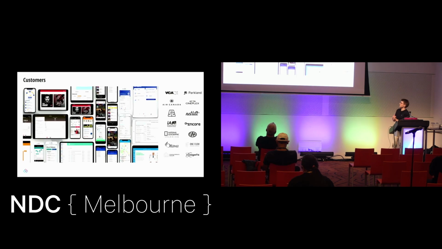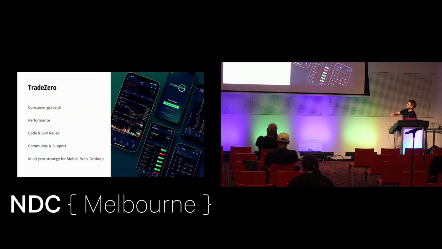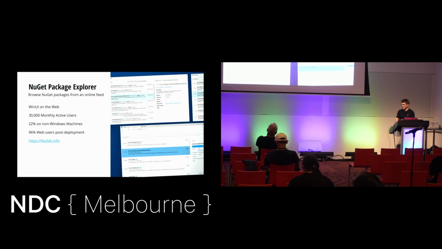Okay, just to end the slides, essentially there are a bunch of customers that are already using Uno Platform. Some of the notable ones are TradeZero, which is a very consumer-oriented app, so basically mobile first, providing now support for web and desktop.